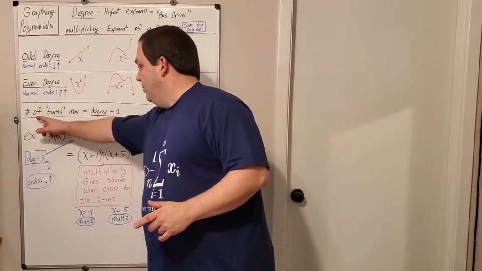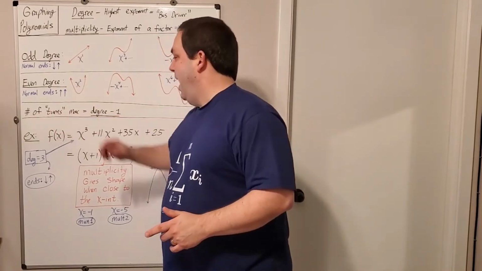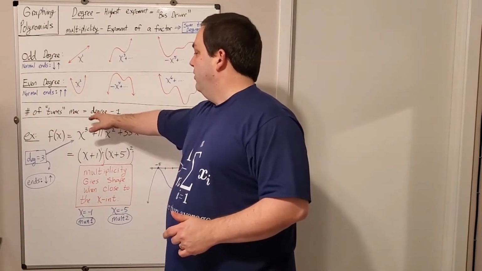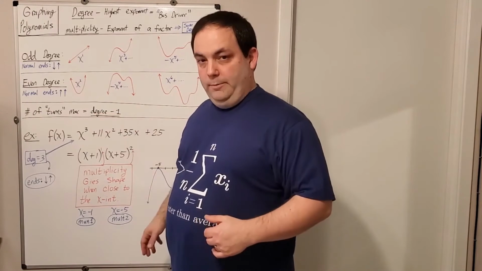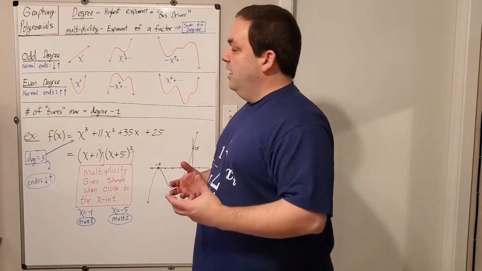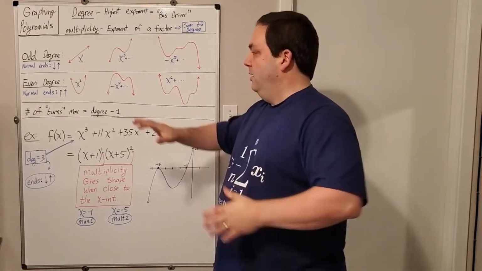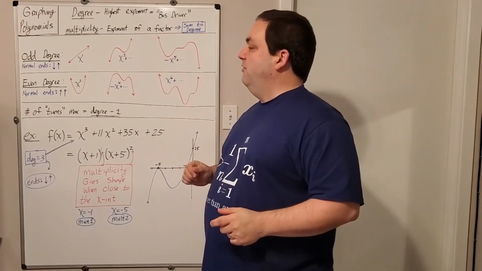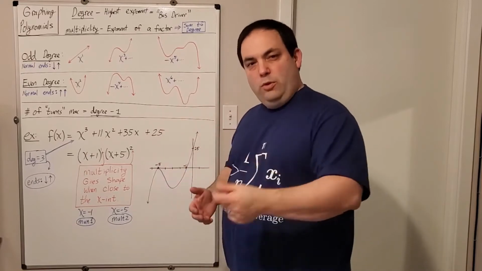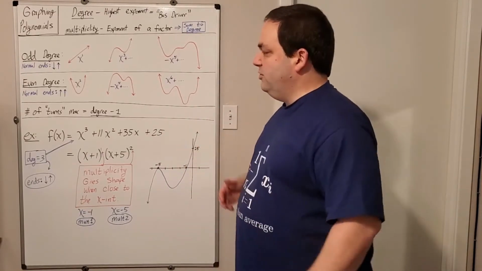The maximum number of turns is always going to be whatever the degree is minus 1. So that's another pattern that can help us make sure that we have an appropriate shape in our graph. Those are the patterns that we need to be looking for, and the more you do these things, the more they'll just start coming to you. So let's do an example.